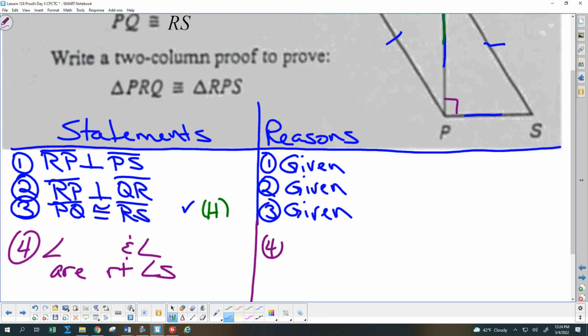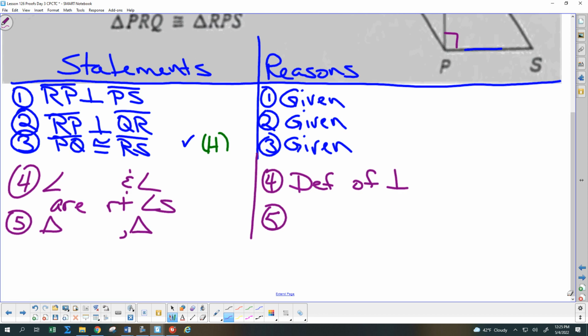And that is going to be, what did we say was our reason? Definition of perpendicular. And then once I have definition of perpendicular, I want to say that my triangles are right triangles. Now I've got to get my letters in there, but I'm just getting the idea down first. I want to say that I have right triangles. And what's my reason once I know I have right angles that I can say I have right triangles? We talked about this one yesterday. Who else remembers?